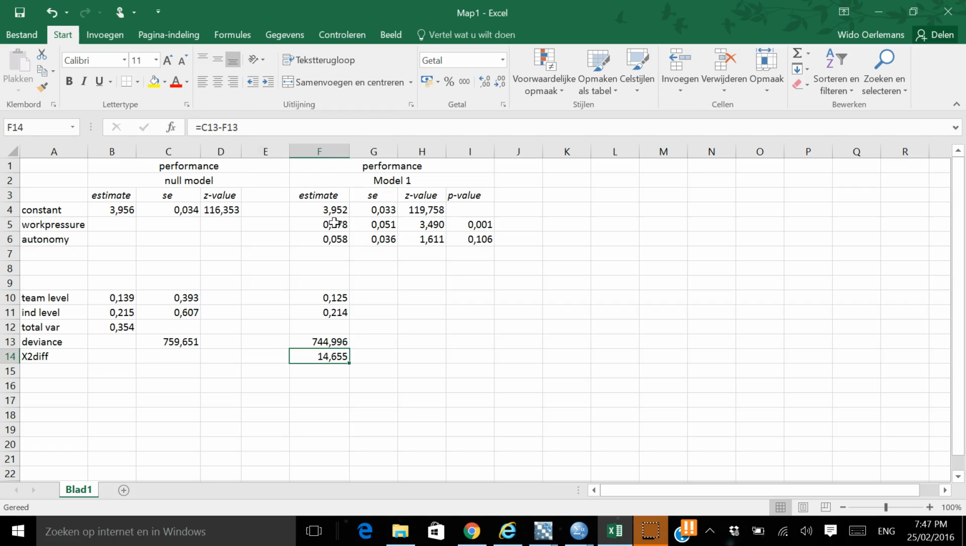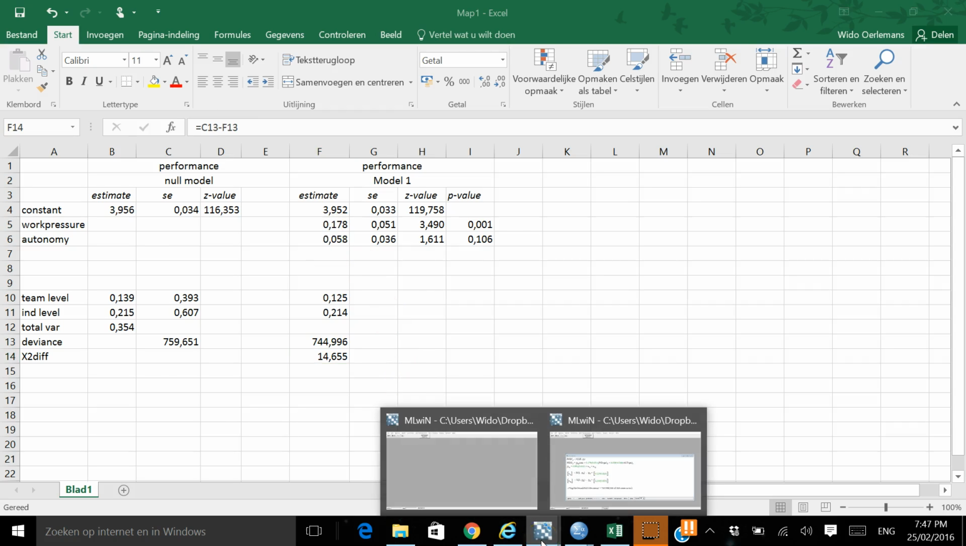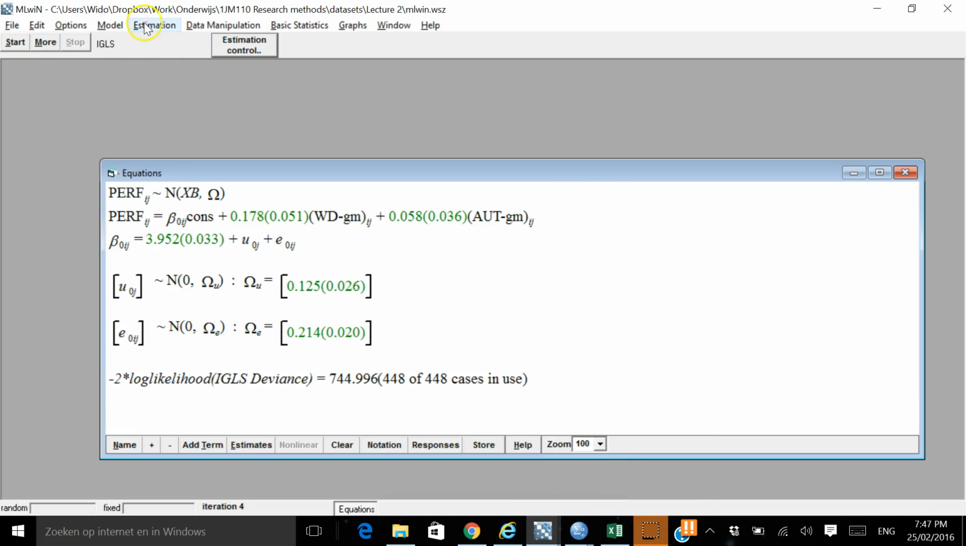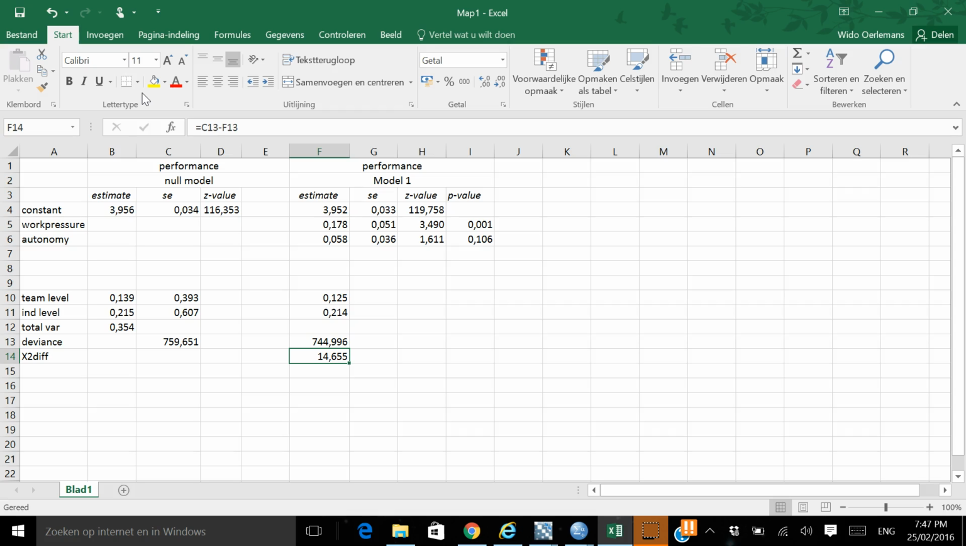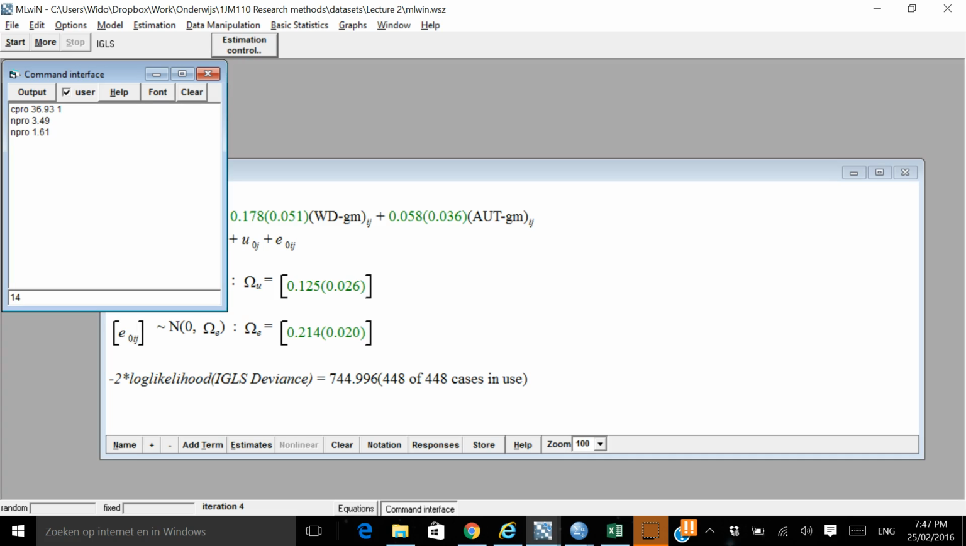So the first thing you want to know, or one of the things you want to know, is whether or not this model fits the data better as compared to the null model. So 14.655 is just a chi-square test with 2 degrees of freedom because we added 2 variables. So we can go to data manipulation, command interface. I also put an online chi-square difference calculator on OASE, but you can also do it here. 14.655 with 2 degrees of freedom.